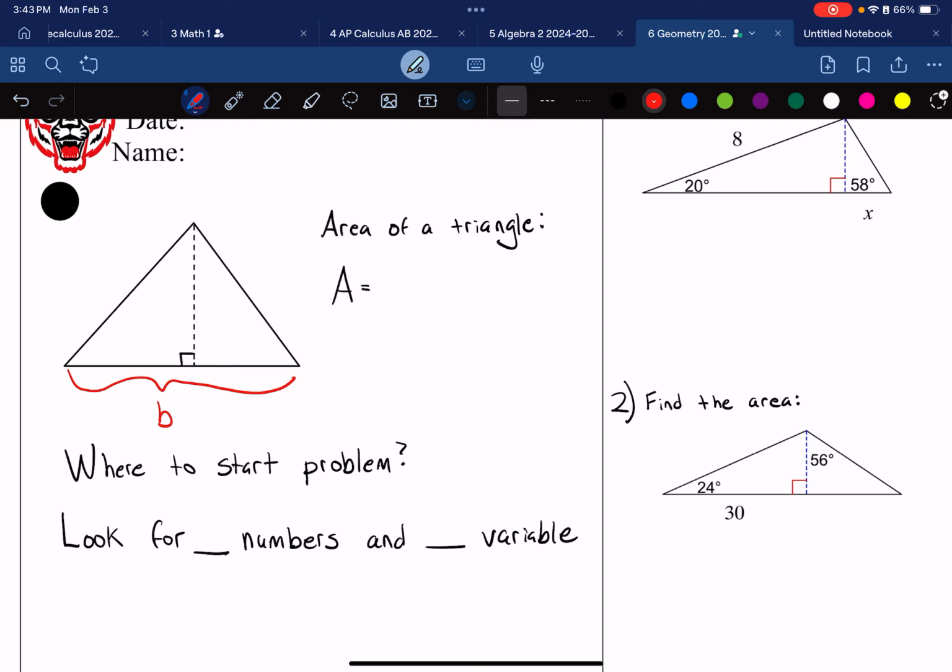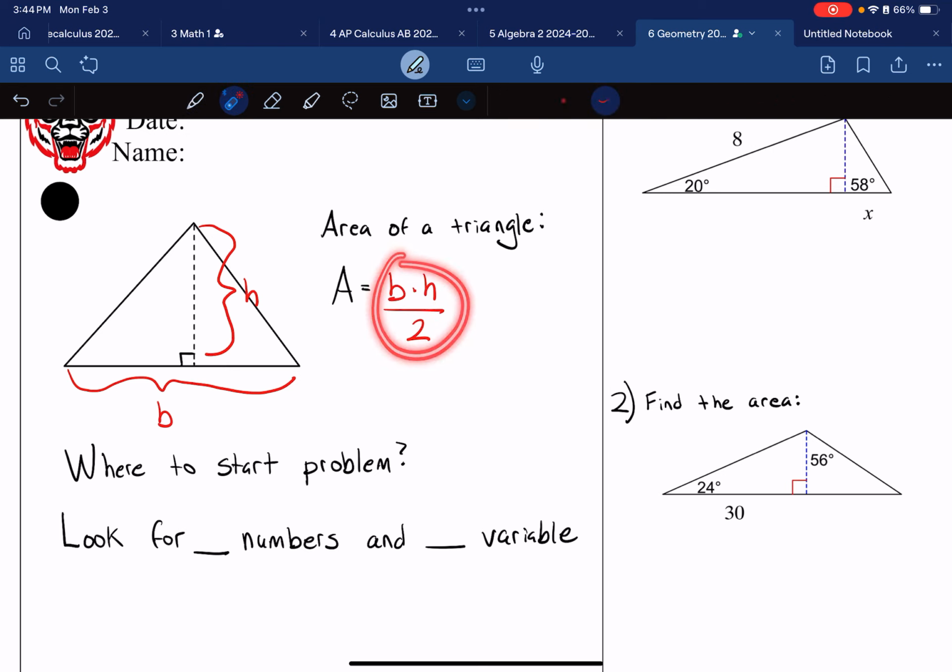The next thing that we need is the height. This height right here of the triangle, it'll always be a 90-degree angle with the base. And the formula for that is going to be base times height divided by 2. If you're ever curious on why that's the formula, please ask me that question because it's a fun little answer.